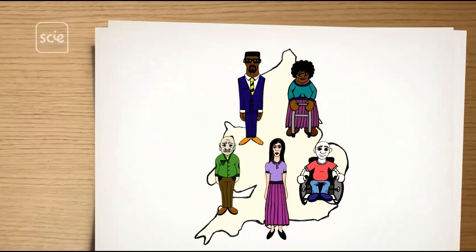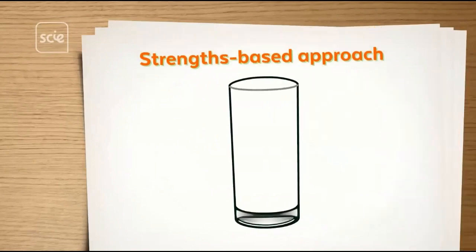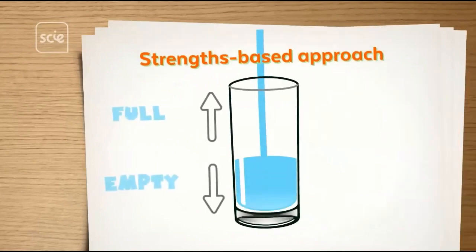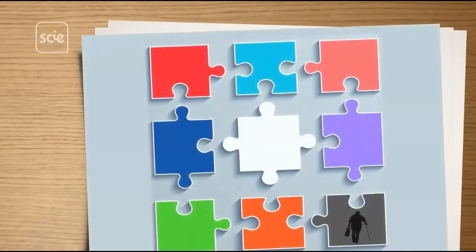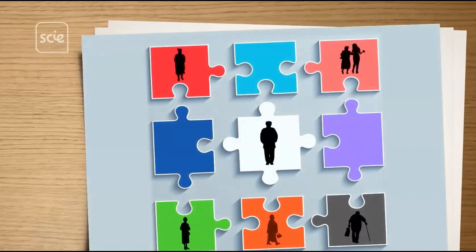What exactly is meant by a strengths-based approach? Put simply, it takes the glass half full perspective rather than the glass half empty one. It is a fundamental shift from a focus on what people can't do to focusing on the skills, abilities and experiences that people already have and those they wish to acquire or develop.